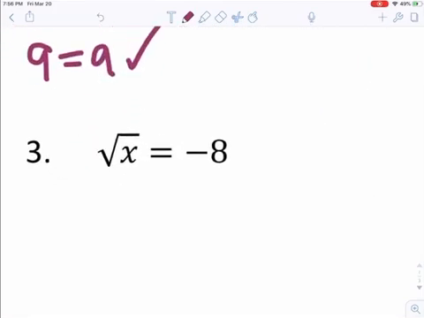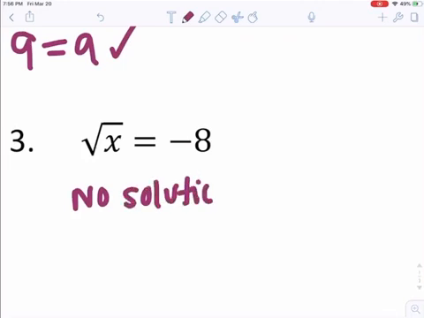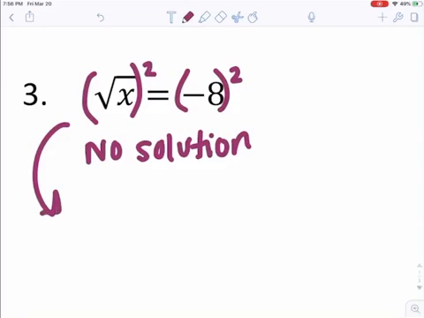Okay, with number 3, this one I can actually go ahead and say no solution. I have an isolated radical, right? I have a square root on one side of the equal sign with nothing on the outside of it. It's all by itself. I'm ready to solve. I'm going to square it. And I get, let's jump down here, x equals 64.